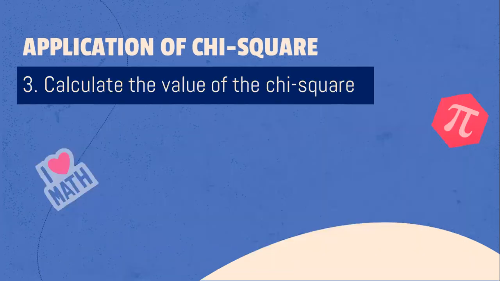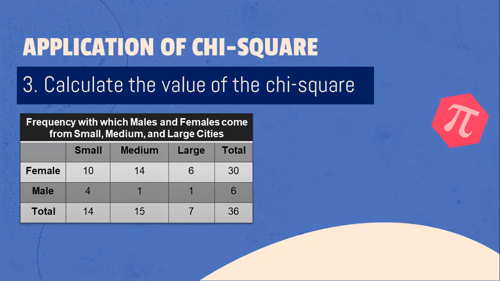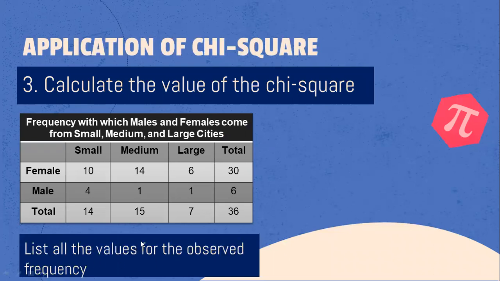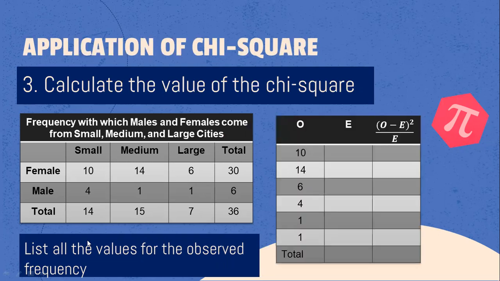The next one, let's calculate the value of the chi-square. How do we calculate the value of the chi-square? The first step is to list all the values for the observed frequency. For females, there are 10 from small, 14 from medium, 6 from large. For males, there are 4 from small city, 1 from medium city, and 1 from large city.